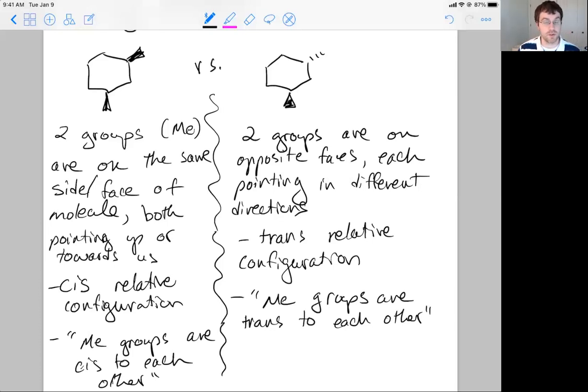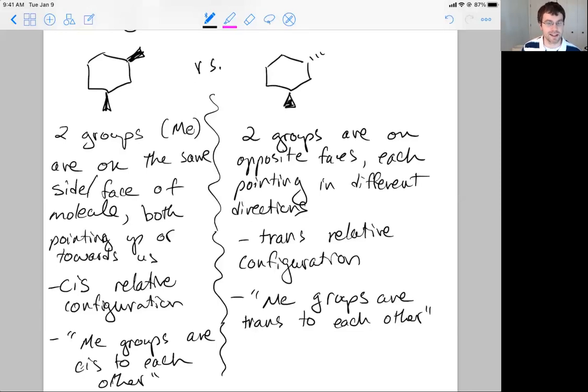Okay, so this is relative configuration, where we have a ring structure with wedges and dashes, and then we look to see how the stereocenters are oriented with each other. If on our ring system we have only two groups at stereocenters, and the stereocenters only have one non-ring substituent, that is, the ring, the hydrogen and a group, then we can call the overall molecule cis or trans, depending on the arrangement of the groups.